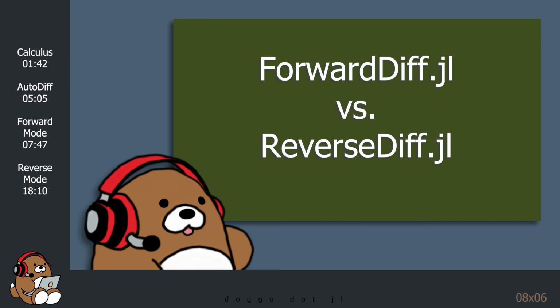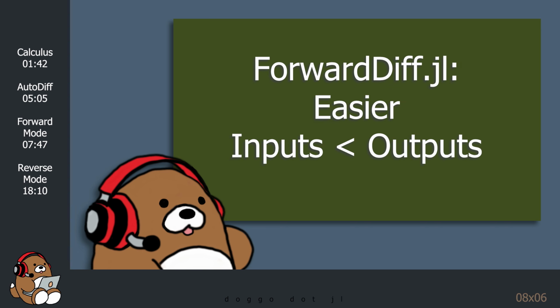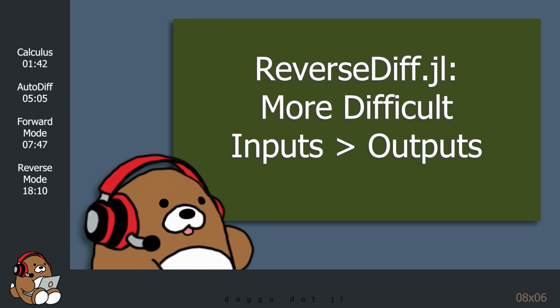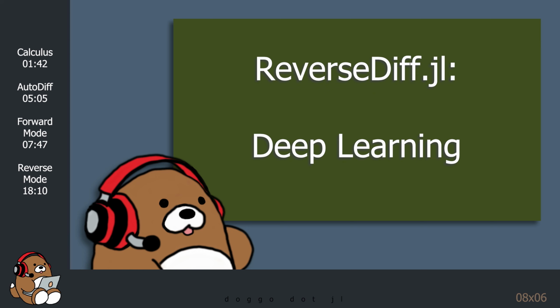When deciding whether to use forwarddiff.jl or reversediff.jl, here are some general rules of thumb to consider. Forwarddiff.jl is easier to use, and it's ideal when the number of inputs is less than the number of outputs. An example use case for forwarddiff.jl would be a typical problem from a calculus class. Reversediff.jl is more difficult to use, and it's ideal when the number of inputs is greater than the number of outputs. An example use case for reversediff.jl would be deep learning.